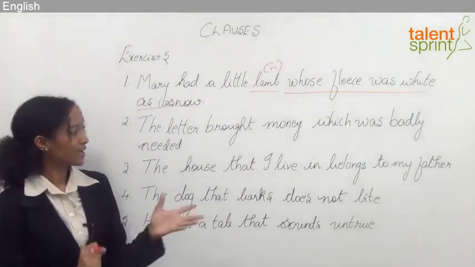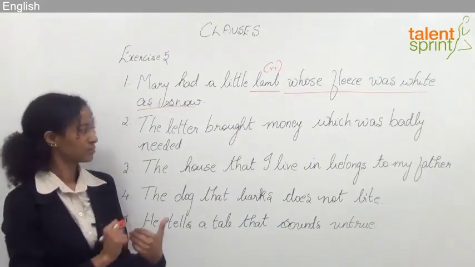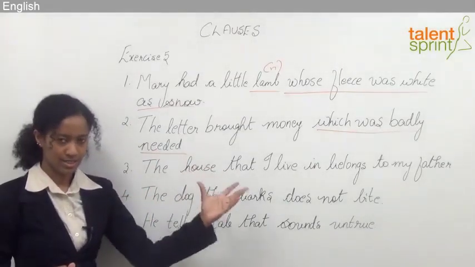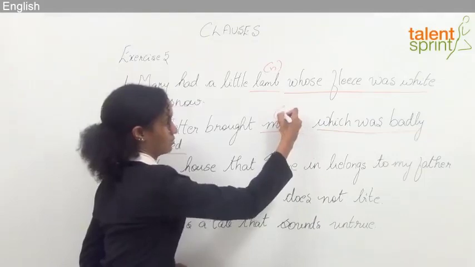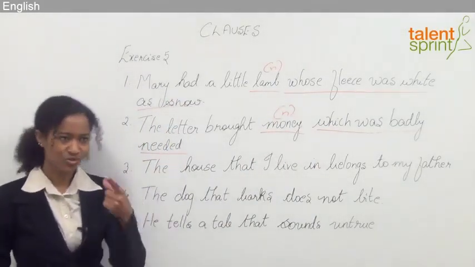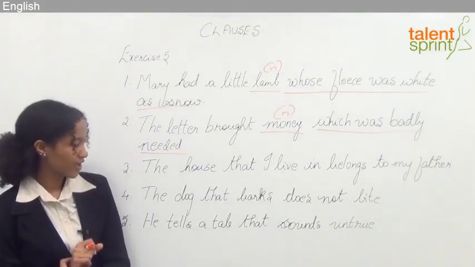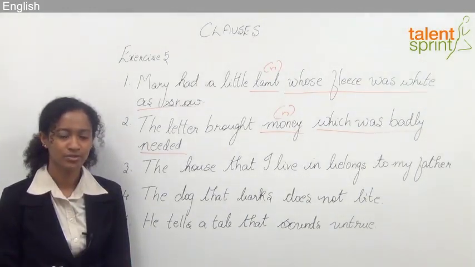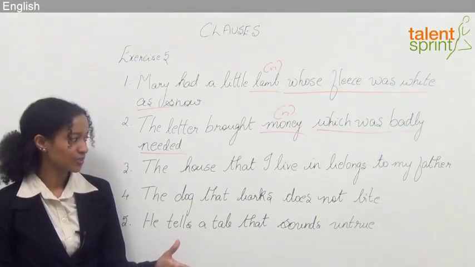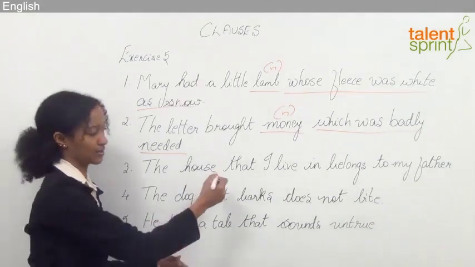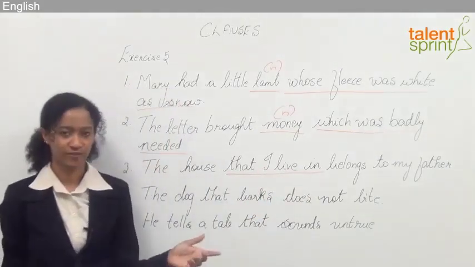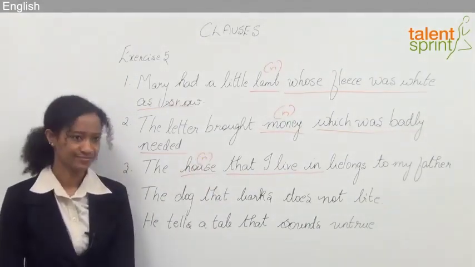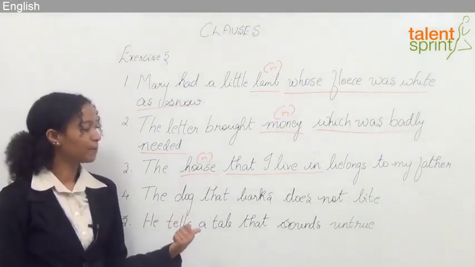Right? Second one. The letter brought money which was badly needed. Which was badly needed is my adjective clause, and that is modifying my noun money. So I did the first two, you try the third one. The house that I live in belongs to my father. Where is my adjective clause? That I live in is my adjective clause. What is it modifying? The house, which is my noun. Yeah. The fourth one. The dog that barks does not bite.